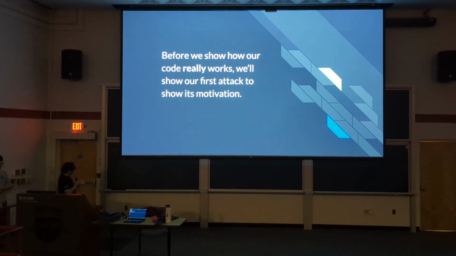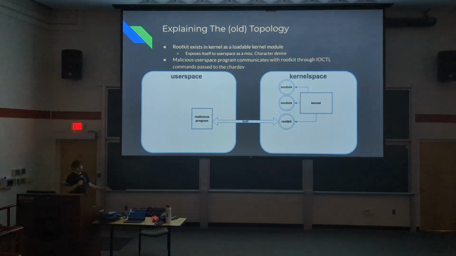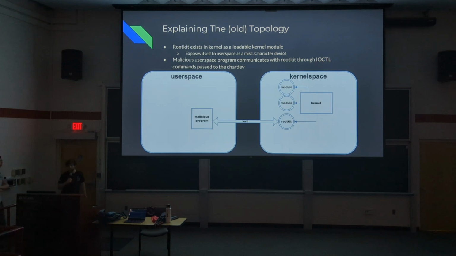Before we actually begin, I want to show you the topology of our attack. Then we'll get into the first attack and go on from there. This was our original topology. We have the kernel space over to the right in this diagram. The kernel has a set of different modules, and one of them is a rootkit. We assume that an attacker already got in and planted a rootkit module in the kernel that we can use later on. And now we have a malicious program running in user space.